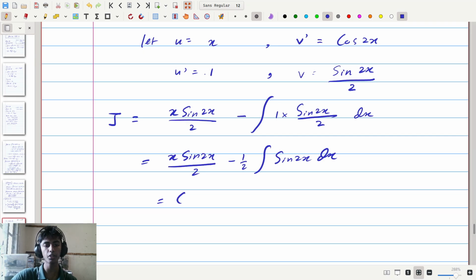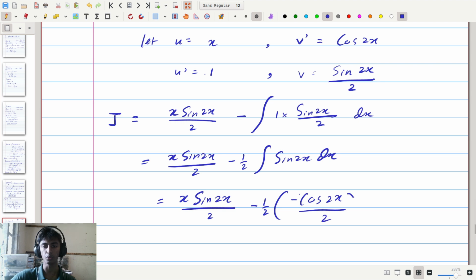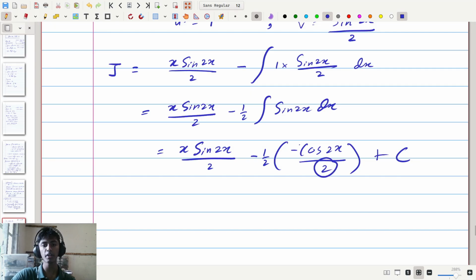Therefore, j is equal to x times the sine of 2x divided by 2 minus 1/2 times the integral of the sine of 2x, which is going to be equal to the negative cosine of 2x divided by 2 plus c. Now then, simplifying this, we can see that this divided by 2 and this divided by 2 could come together to get us a divide by 4, and this negative could cancel out, leaving us with x times the sine of 2x, divided by 2, plus the cosine of 2x divided by 4 plus c.